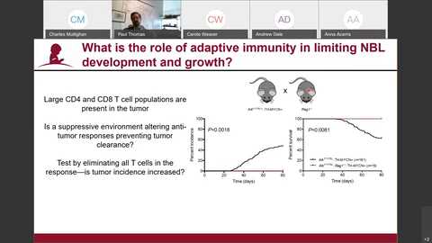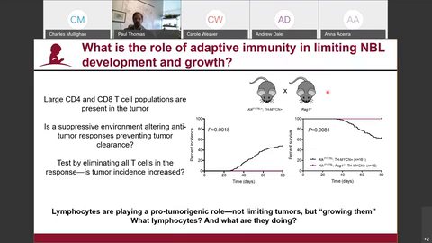And we thought we were going to get much higher penetrance of the tumor, much more aggressive tumors, larger tumors. And we got the exact opposite. So we have never actually gotten a tumor to grow in these animals. So there's 0 incidence, 100% survival. We cannot get a tumor in these RAG knockout mice. So rather than playing any kind of limiting role, lymphocytes, either B or T cell lymphocytes, are playing a pro-tumorigenic role, not limiting tumors, but somehow growing them. And so the question was, what lymphocytes and why, and what are they doing?